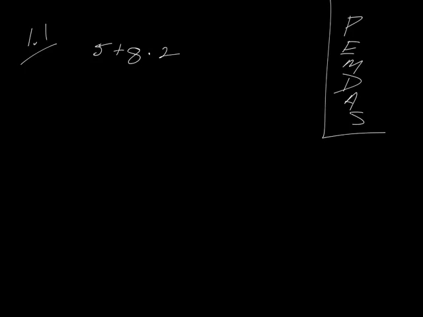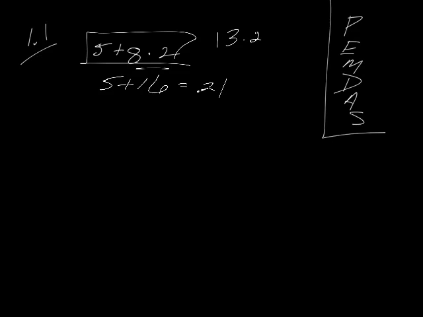Example 8, letter A, says 5 plus 8 times 2. If you look at PEMDAS, it says do the multiplication first, so we're going to do 5 plus 16, which gives us 21. Now if we did it the other way, if we did the addition first, we'd get 5 plus 8 is 13, times 2 is 26. So how did they know which of those two is right?